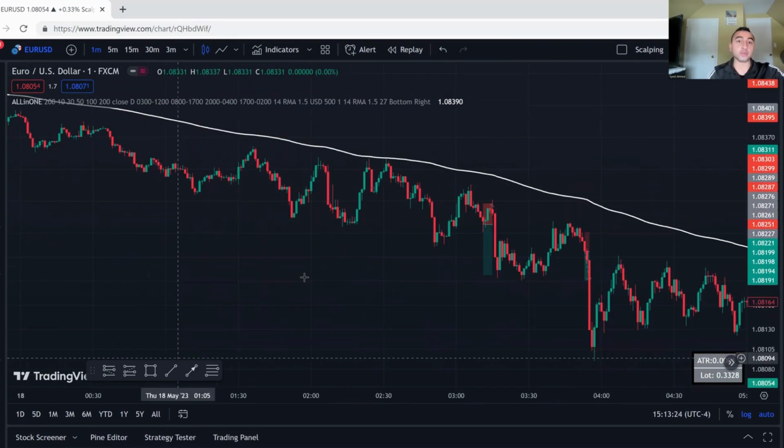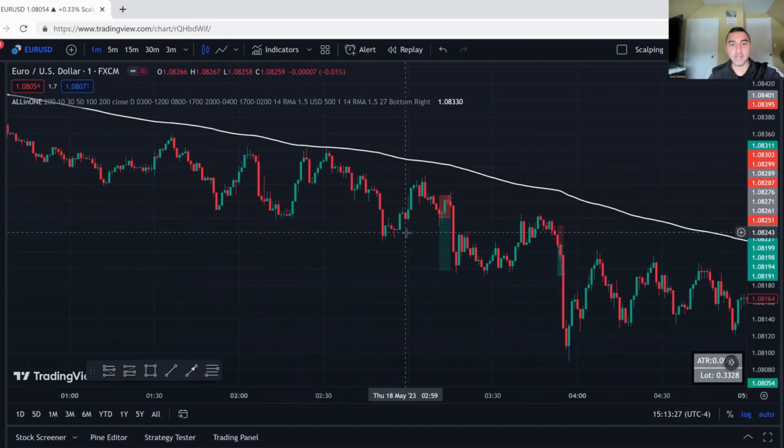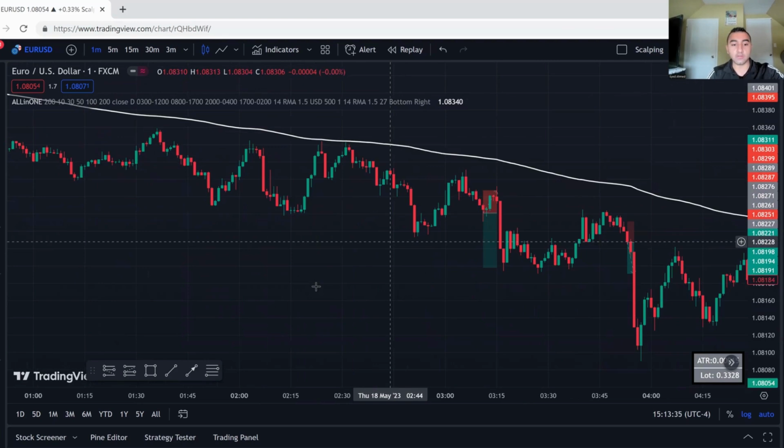Now, of course, you shouldn't be trading this indicator just by itself. Can you? Yes, you can if you want to. However, I don't recommend it. I like adding other indicators. I like adding other key levels or other levels in the market.